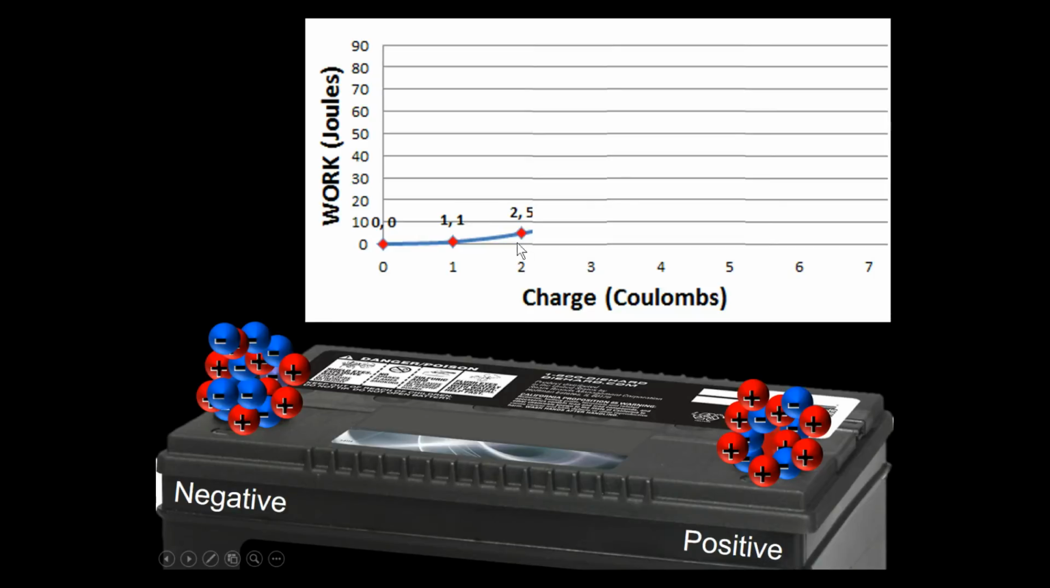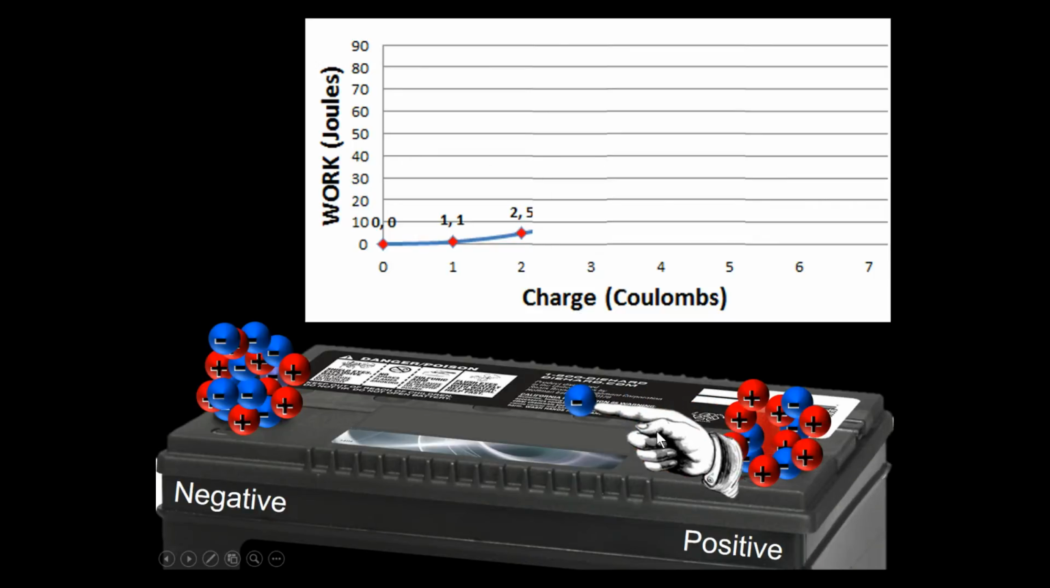But let's say every one of these little charges represents a coulomb worth of charge. So that's not just a single electron, that's a bunch of electrons. And if I moved over 2 coulombs of charge and did a total of 5 joules of work to do that, the voltage on the battery right now, how much energy there is per charge, would be 2.5 volts.